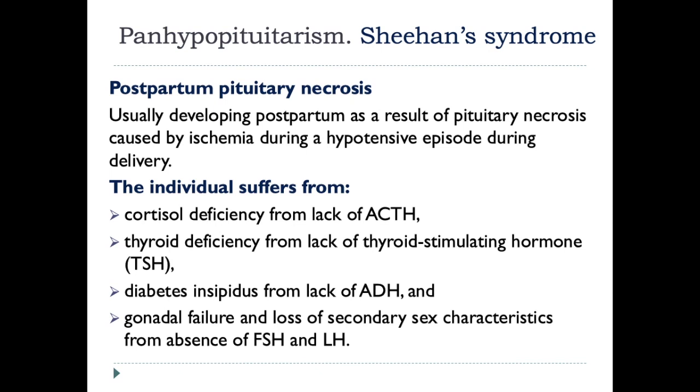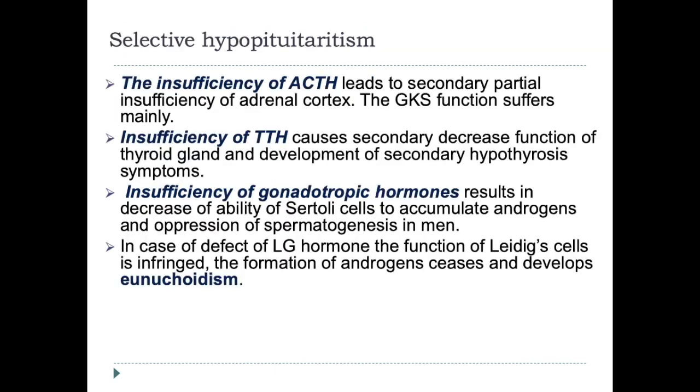Both of these syndromes are rare, and usually more commonly we see selective hypopituitarism, such as insufficiency of TSH, insufficiency of ACTH, or deficiency of gonadotropic hormone, which can result in eunuchoidism or some disorders in spermatogenesis in men.